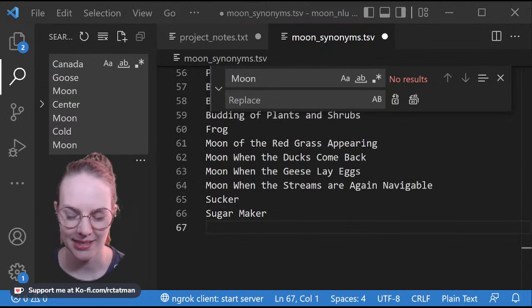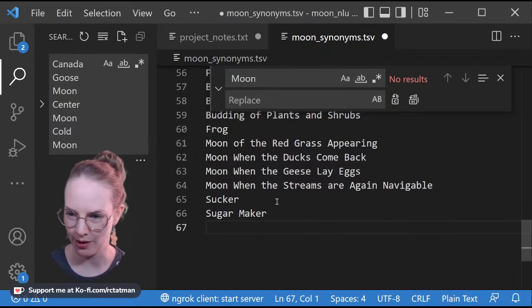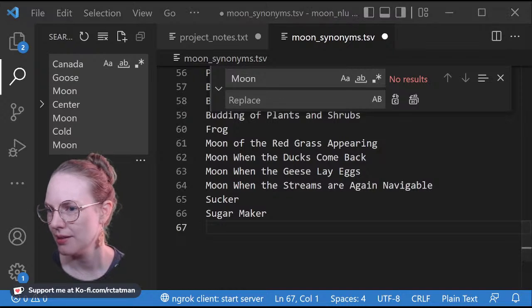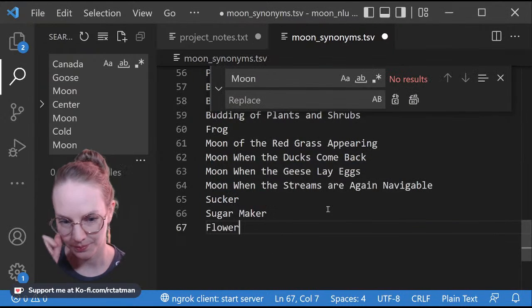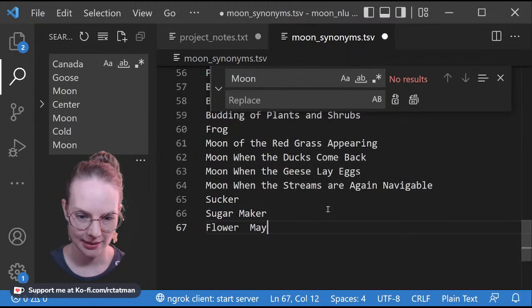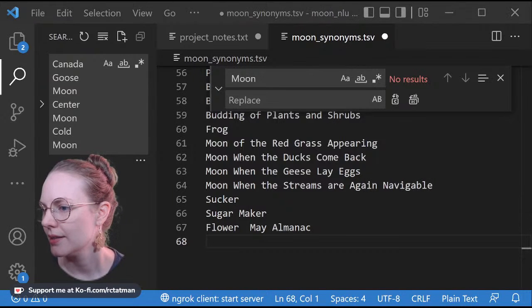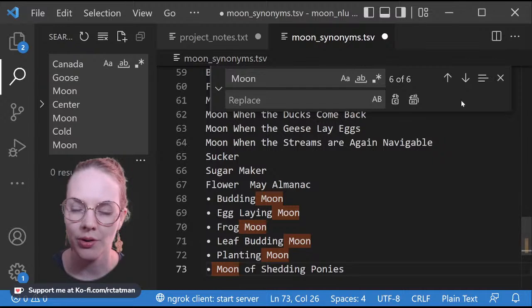Oh, what I was saying was that it's a very well-known poem. Where are we on? We're on April, May, right? May comes after April? Sure does. Flower. May. Almanac. And it starts talking about April.